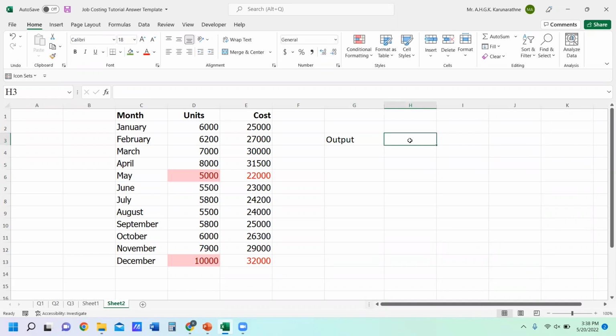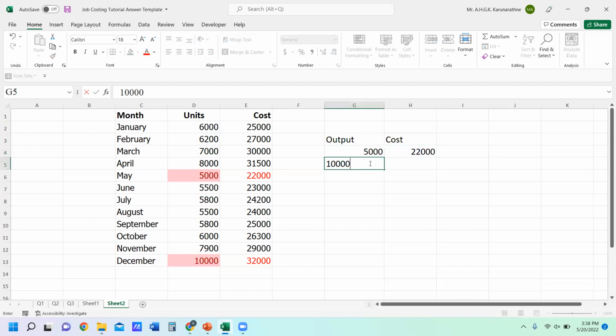Output level and the cost. Output level at 5,000 units, the cost is 22,000. Output level at 10,000, the cost is 32,000. So what does it mean?